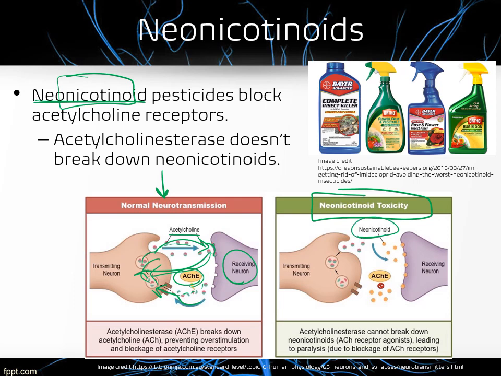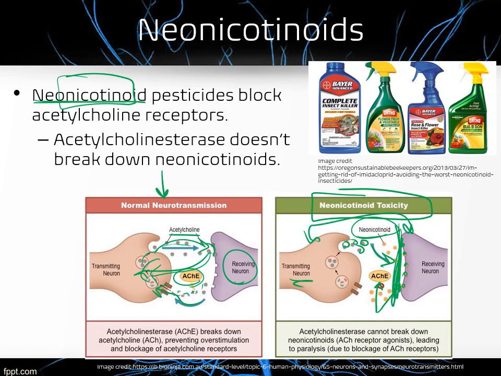If we have these neonicotinoid pesticides in the body, what happens is those pesticide molecules, because they look very similar to acetylcholine, they're going to bind to the receptors on the postsynaptic cell. Acetylcholine esterase has no effect on those neonicotinoid molecules, which means that all this acetylcholine being released by the nerve cell has nothing to bind to. And so there is no impulse sent from this cell to that cell.